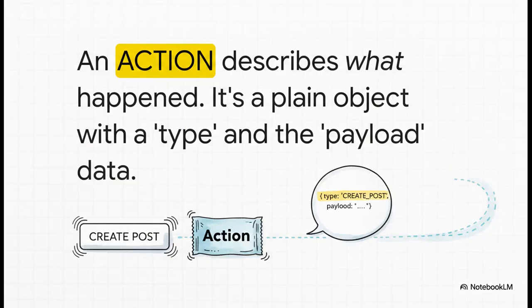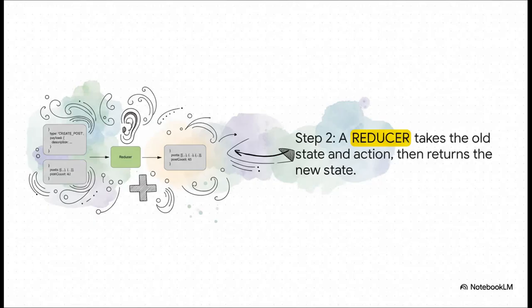So step 1, that click triggers an action. And I want you to think of an action as just a messenger. It's a simple little object that has a type, maybe something like create post, and a payload, which is the actual data. In this case, the text of the post. The key thing here is the action only says what happened. It has no idea how the state is supposed to change. That's where the reducer comes in.